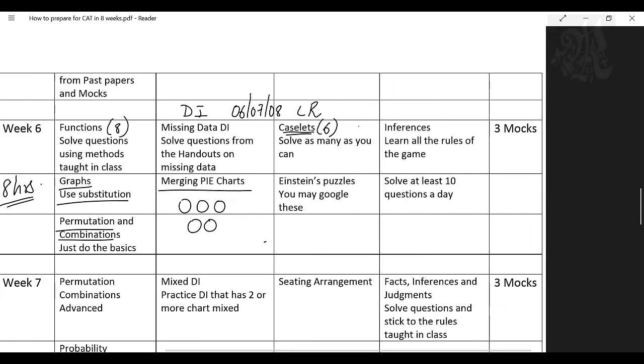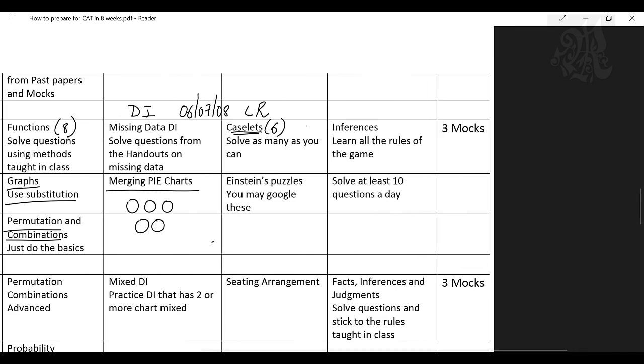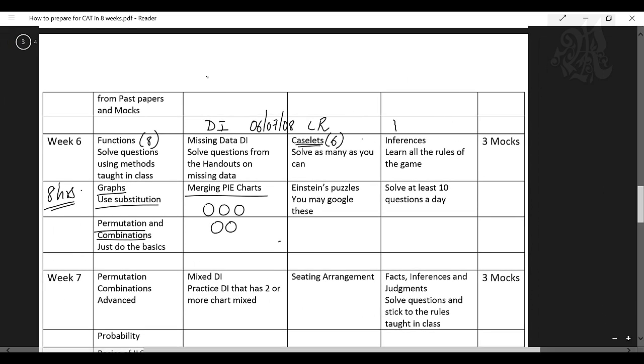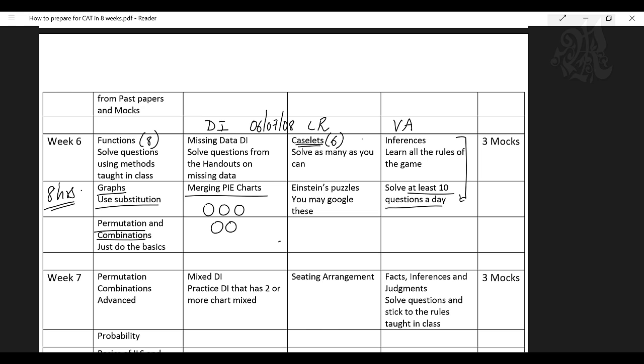When it comes to verbal, since you've started inferences in the previous week, you may stick to inferences. Now start doing inferences on a full-fledged basis. Learn all the rules of inferences, assumptions, conclusions, and strengthening and weakening. Solve at least 10 questions a day. From here onwards, you'll be doing just inferences every day, 10 questions every day, from week 6 till the time you have your CAT.